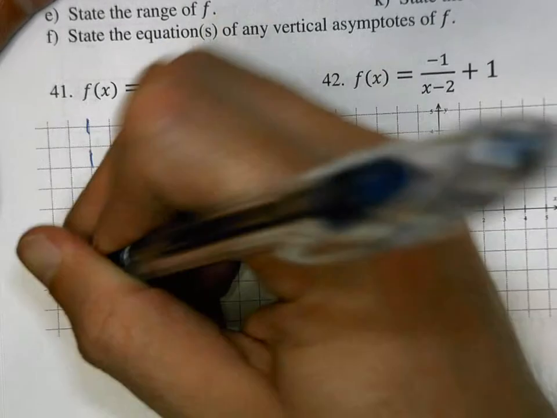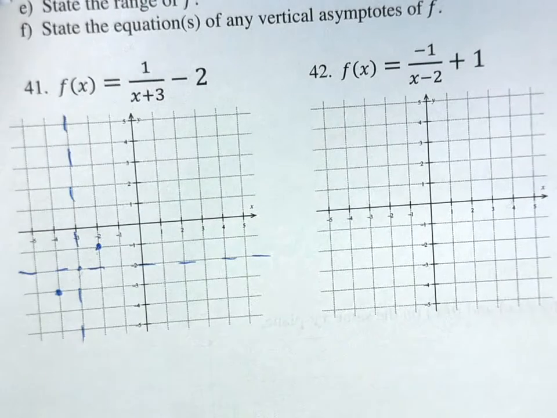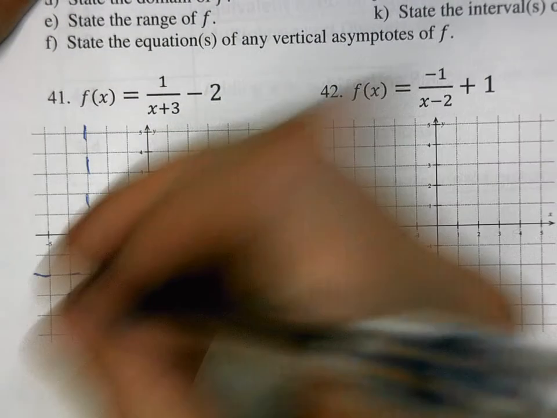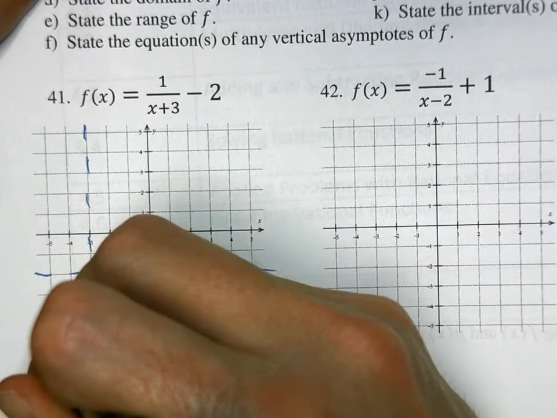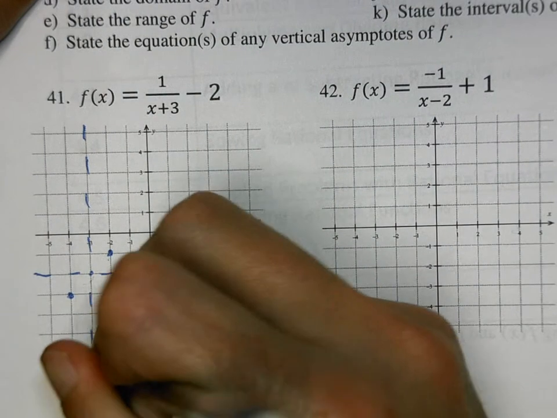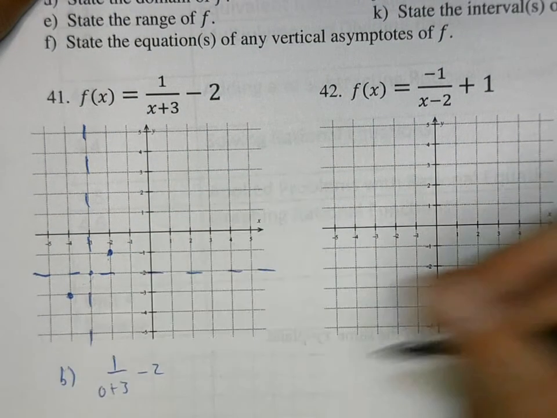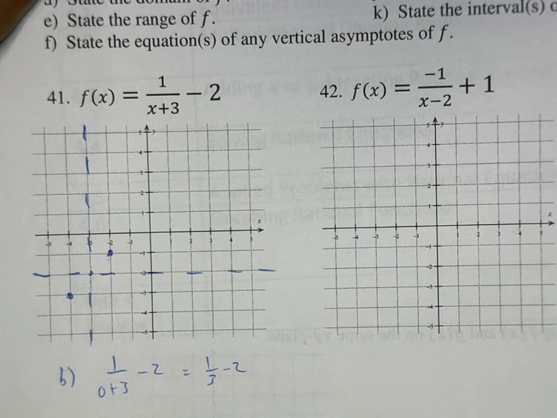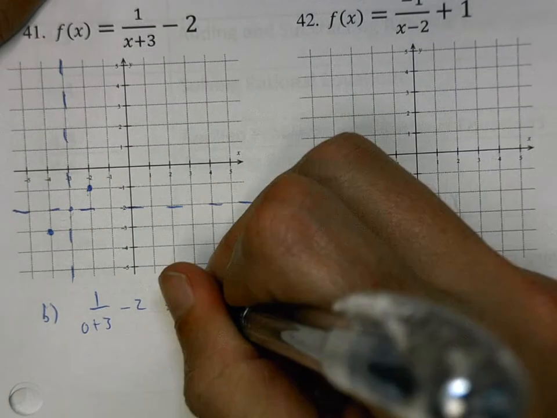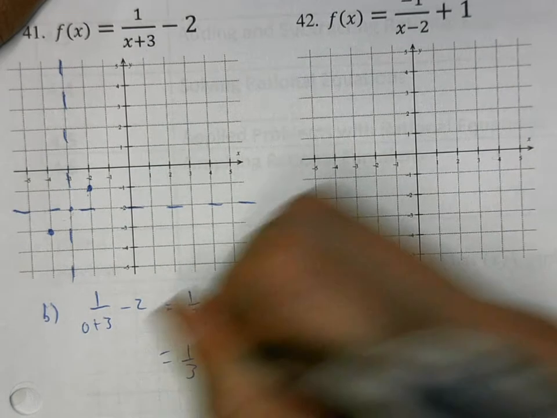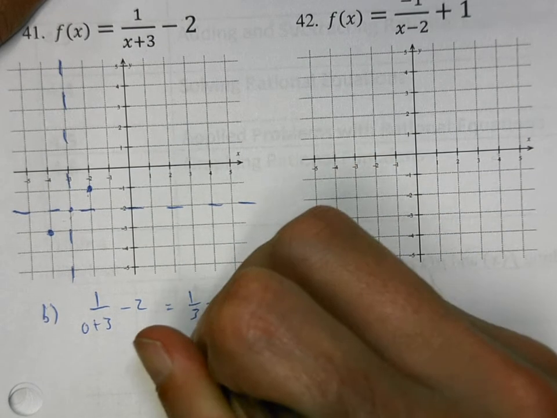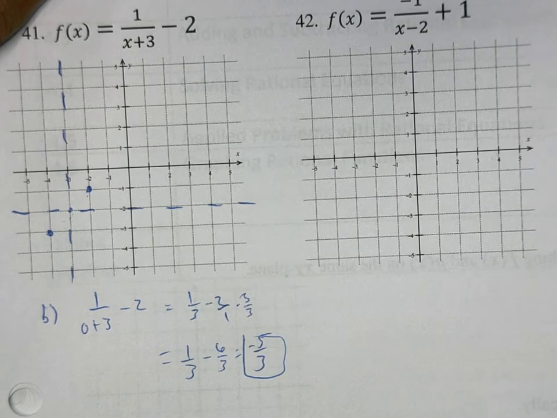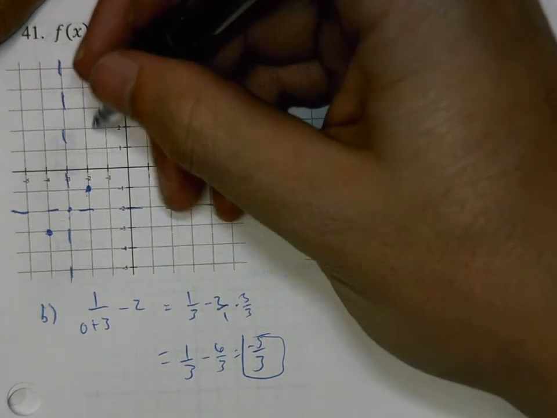And let's find our intercepts first. To find the y-intercept, you plug 0 into x, so 1 over 0 plus 3 minus 2. That equals 1/3 minus 2. So that's 1/3 minus 6/3, which is negative 5/3. That's our y-intercept. So negative 5/3 would be like right here.